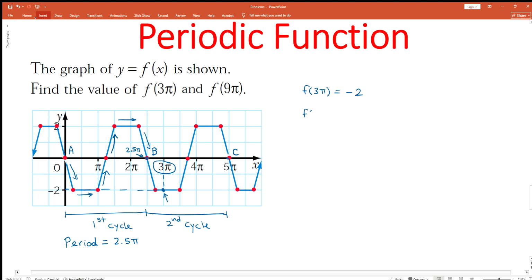Next, we can find the value of f of 9 pi. We can see that 9 pi is not on the horizontal axis in the given graph. Since this function is a periodic function, we can use the period to find the value of f of 9 pi. We should subtract the period 2.5 pi from 9 pi. I get 6.5 pi. 6.5 pi is not on the given graph, so we can reduce 6.5 pi by subtracting the period 2.5 pi from it.